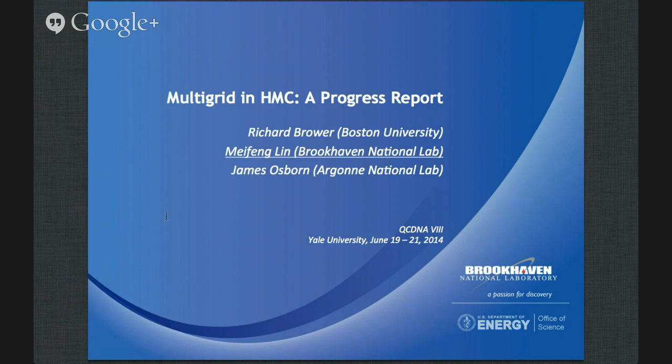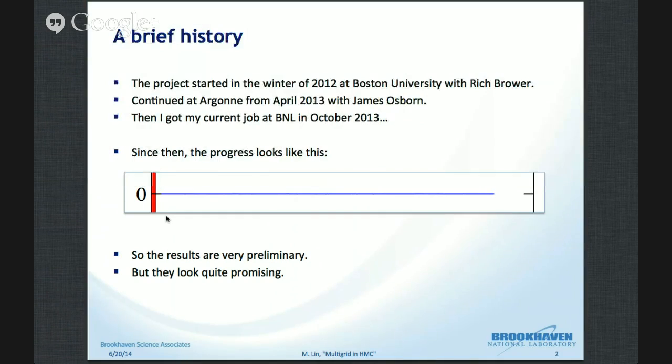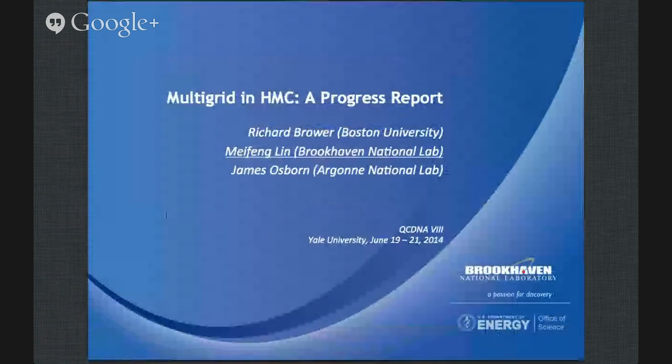Clicker. Good. And so flip the slides in the laser.